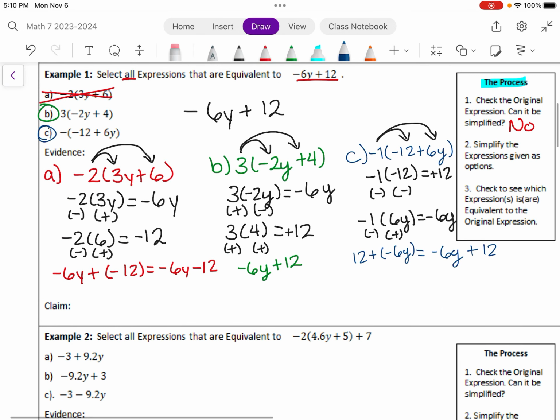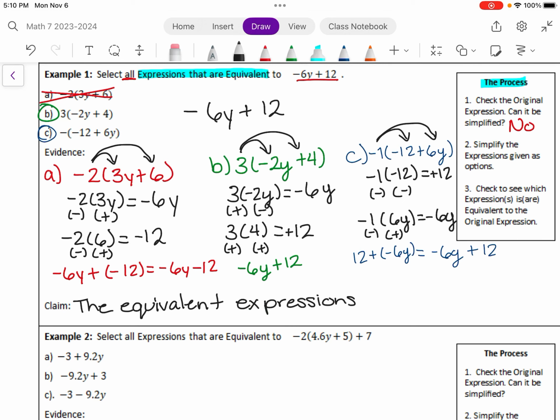Okay. So now looking back at what my question is asking me, it says select all expressions that are equivalent. So using that, I'm going to write my claim. The equivalent expressions are B and C.